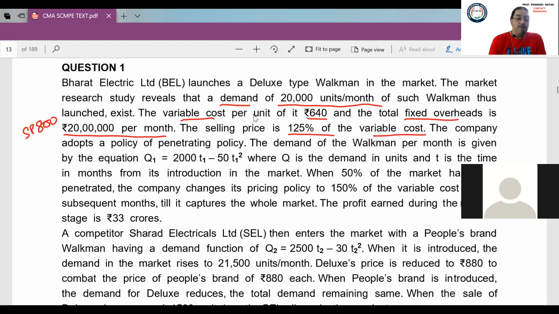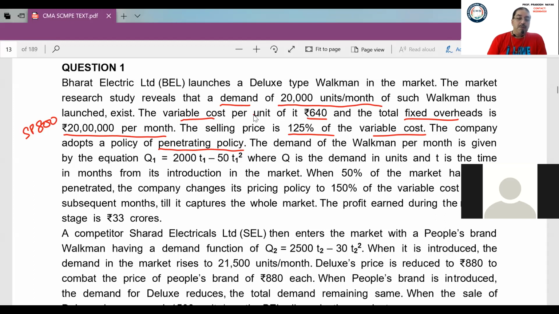Company adopts a policy of penetrating pricing. Penetrative pricing. I will charge the cheapest price, because I want to penetrate the market. Like Jio, Reliance Jio, everything free. You pay only deposit 2,000, enjoy life. So, penetration market, penetration pricing policy.